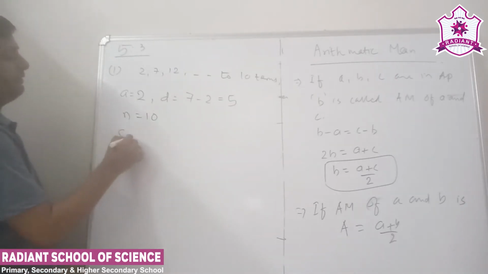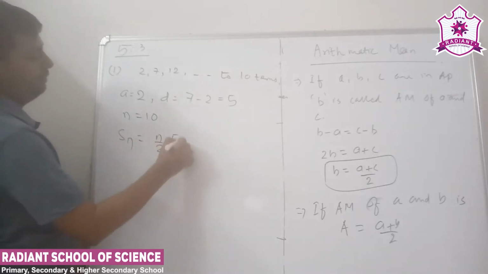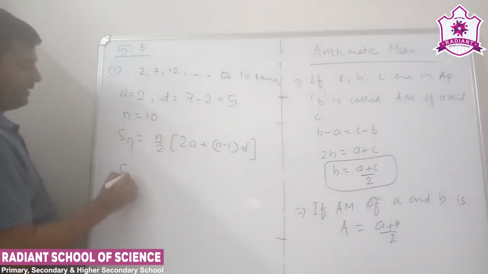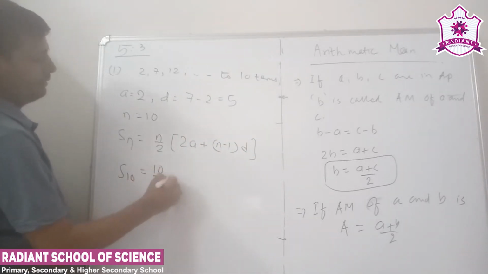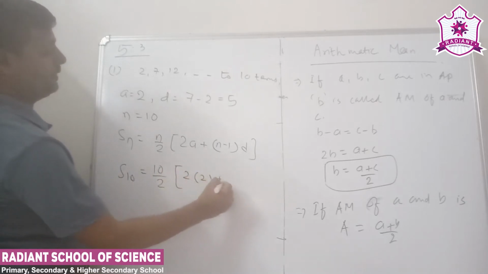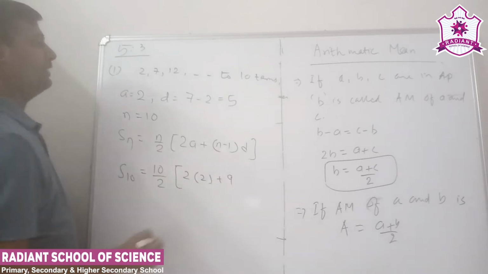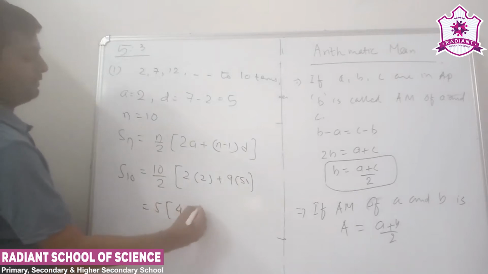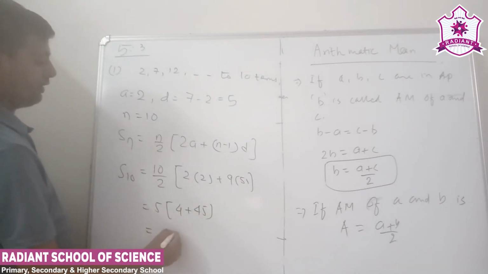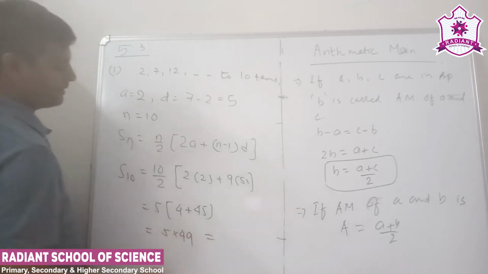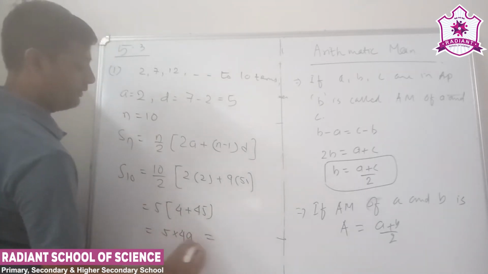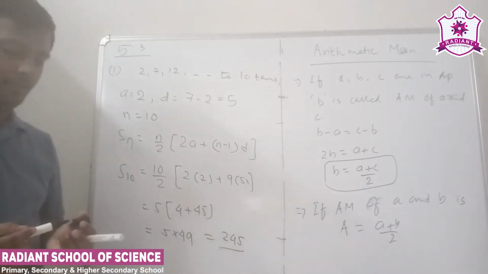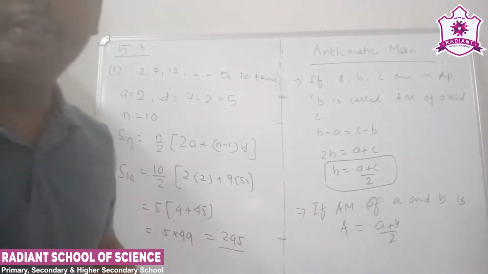Clear? Okay. Sn की formula क्या है? So n by 2 into 2a plus n minus 1 into d. Put n as 10. So 10 by 2 into 2 into 2, plus n minus 1, 10 minus 1 is 9, and d means the 5. Got it? So here 5 into 4 plus 45. So 5 into 49. So we got the answer S10 is equal to 245. This is our answer. Okay, clear? Okay. Now more sums.